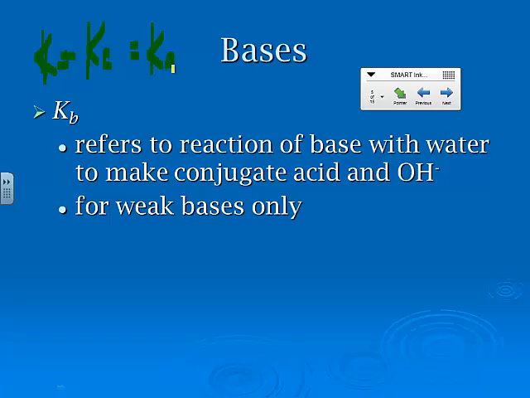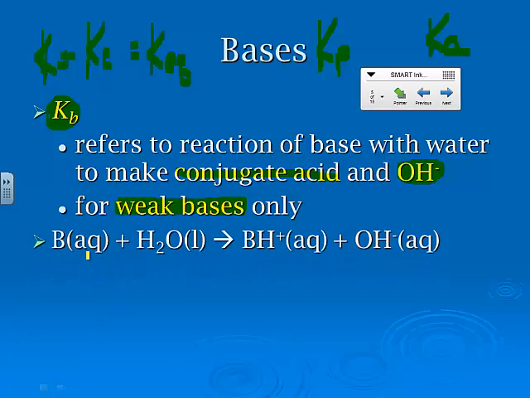Now, we've done Kc, which is also Keq. We've also done Kp, which is our pressures. We did Ka with acids, and now we've got Kb with bases. We're getting there. This refers to the reaction of a base with water to make its conjugate acid and hydroxide. And just like we had for strong and weak acids, we do this for weak bases only, because the strong bases completely dissociate, so we don't have a Kb value.